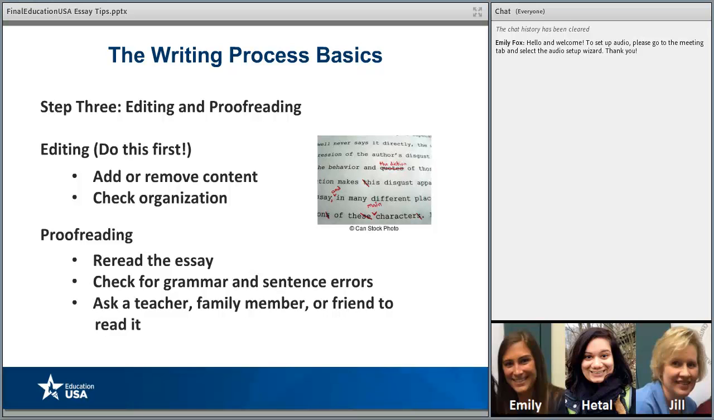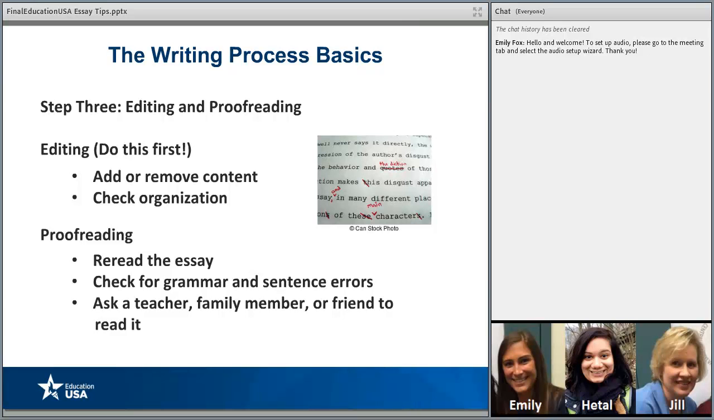what we want to do first, and there's a lot of different terms for this: revision, editing, proofreading, but they all pretty much mean the same thing. You want to do the editing first, and editing comes before. You can see in this picture there's words crossed out. This comes before all that, before you get to those little word level things.